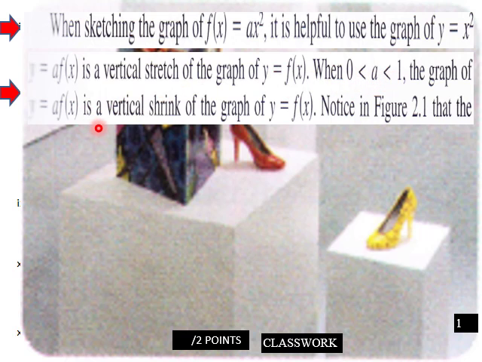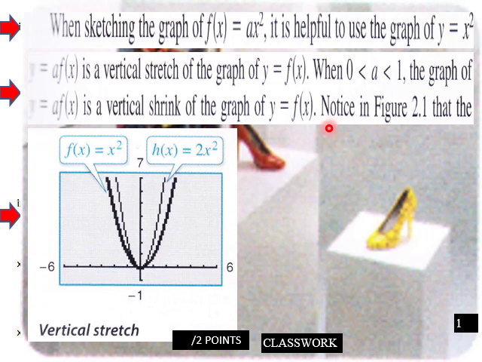And then the graph of y equals a f of x is a vertical shrink of the graph of y equals f of x when a is greater than 1, as noticed in figure 2.1. So for that here, f of x equals x squared. And then when you put 2 here, greater than 1, it shrinks. The parabola shrinks inward, so it makes a steeper slope on your parabola when you put a multiplier out in front of your x squared.